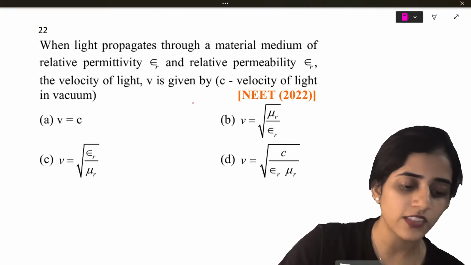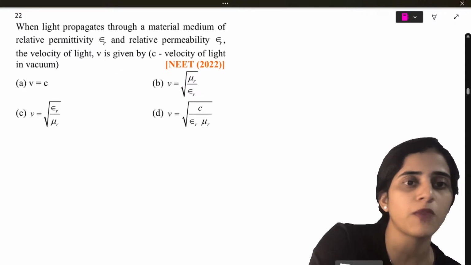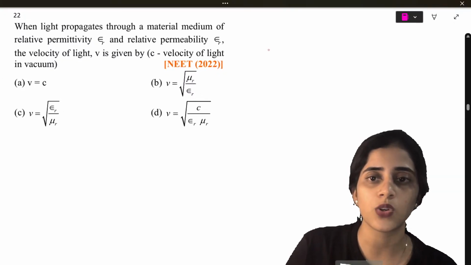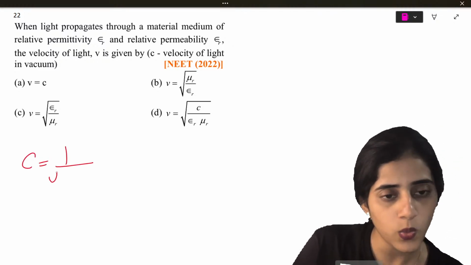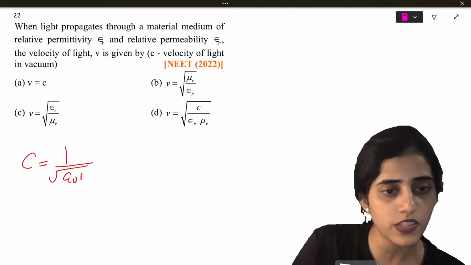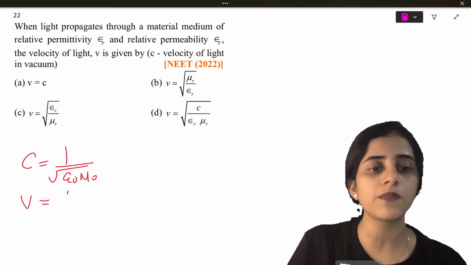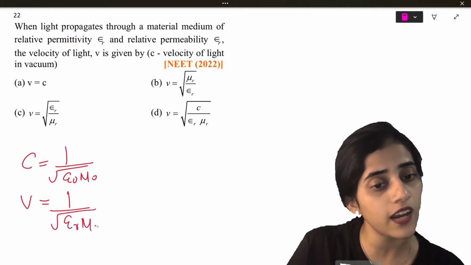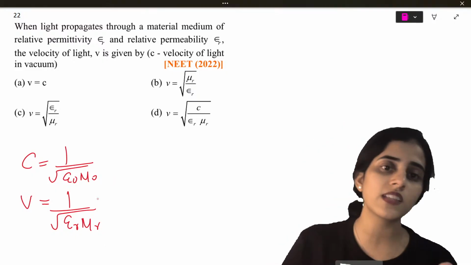Okay, so let's do this. How will you do this? First thing, write down the formula. C is equal to 1 by square root of epsilon naught mu naught. We know that. Now what will V be? V would be equal to 1 by square root of epsilon r mu r, because one is in free space, one is in vacuum.